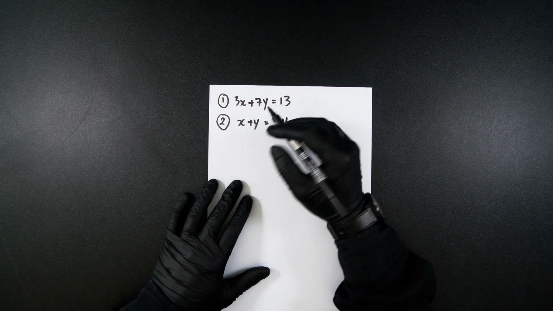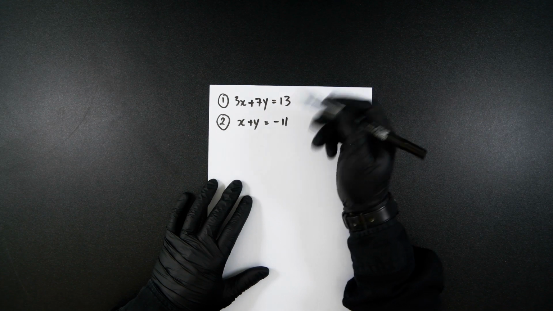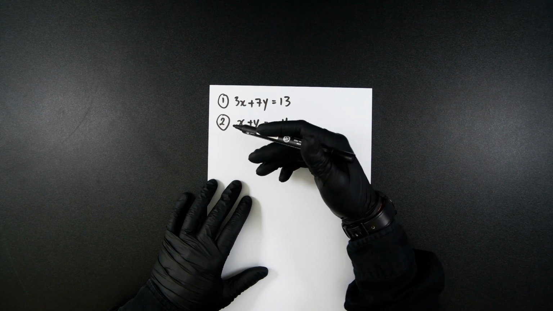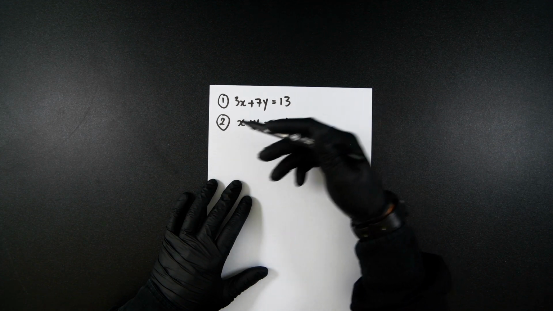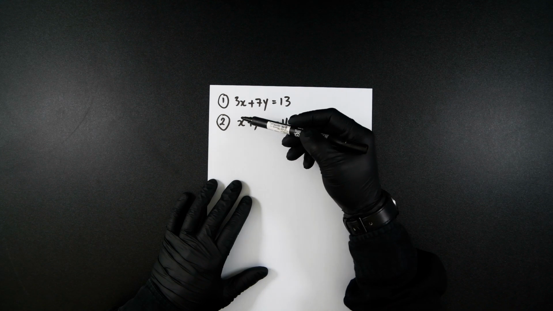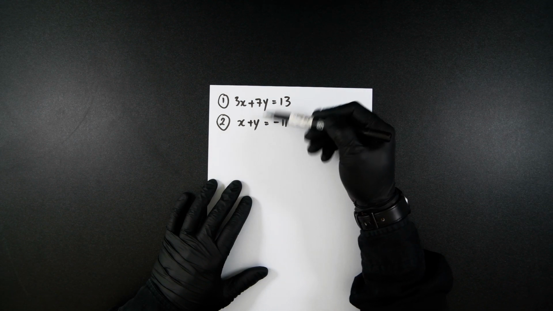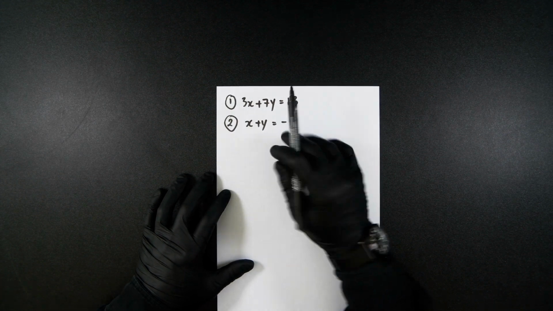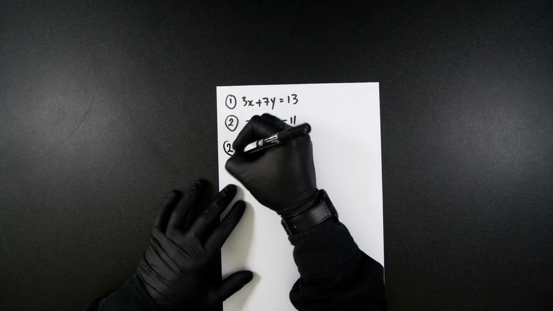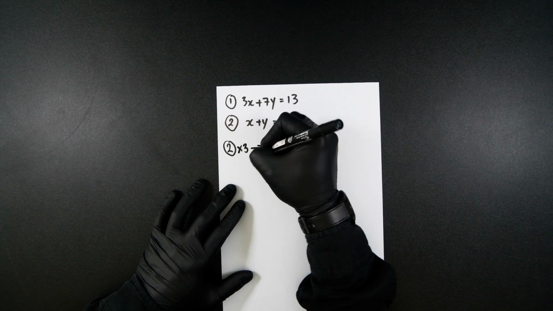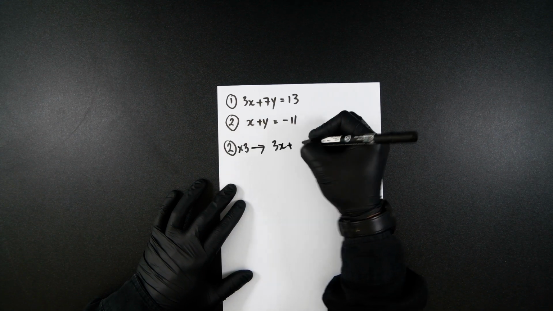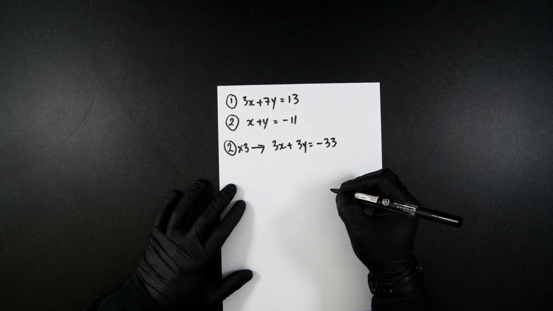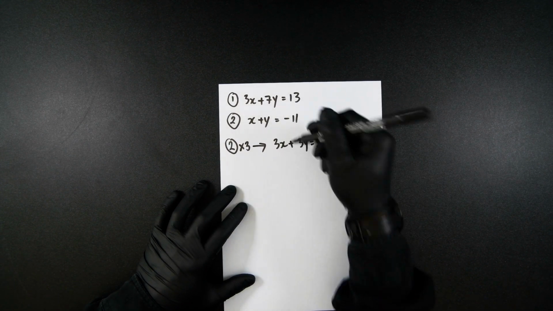We don't have any coefficients next to the x or y term that are similar. So what we need to do is multiply the second equation by either 3 or 7 so that the x can be the same or the y can be the same. So I'm going to multiply equation 2 by 3. So let's take equation 2 and multiply it by 3, which is going to be 3x plus 3y, which equals minus 33. We can now subtract 1 from 2.